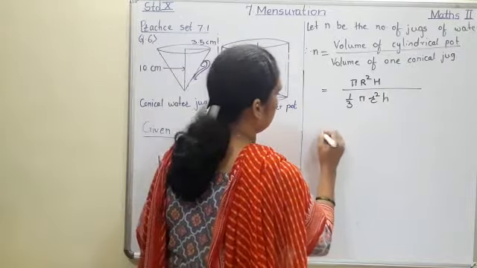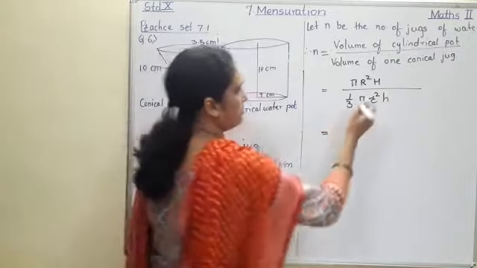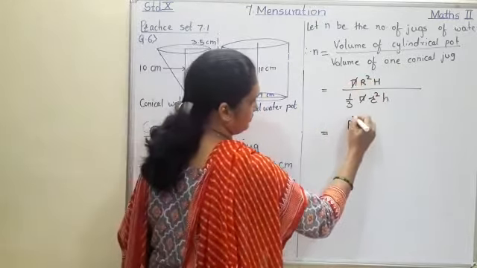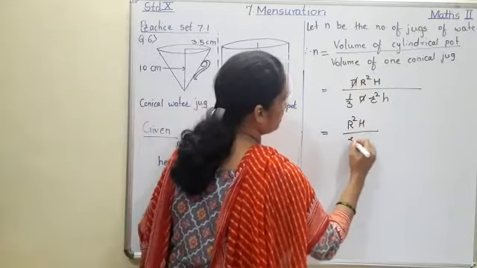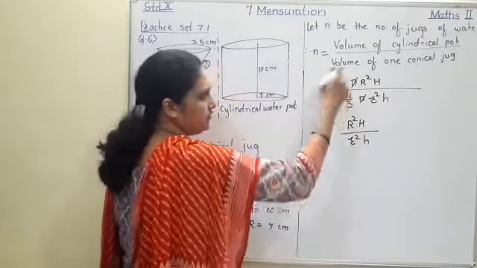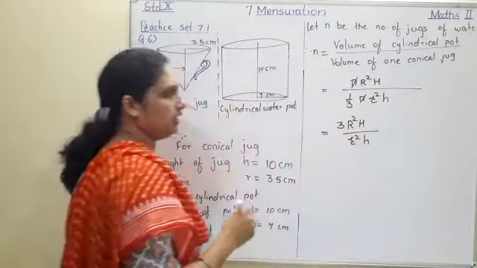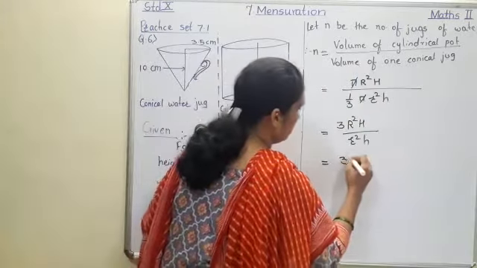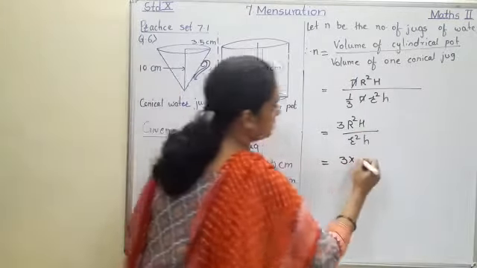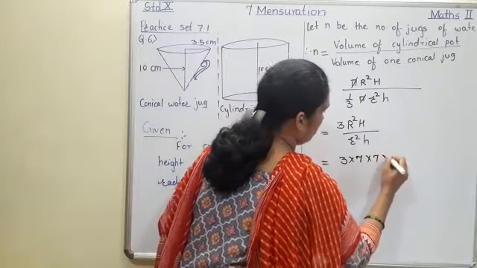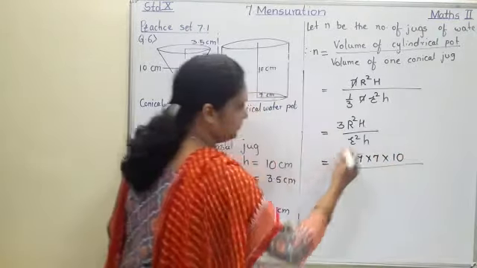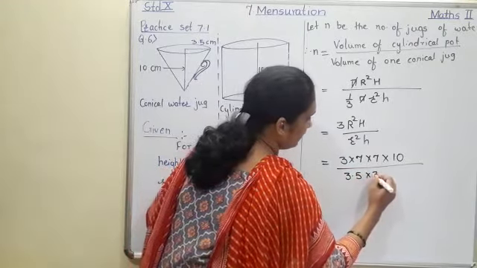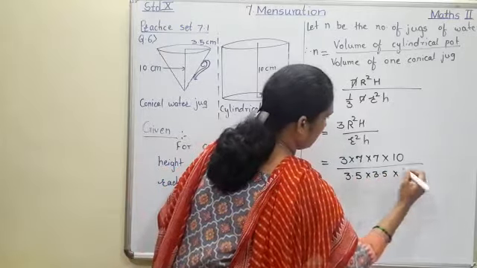Now we'll put the values. Pi gets cancelled first. Now R square H upon r square h is remaining. This 3 I'll shift up, so it will be 3 R square H upon r square h. So now 3 into radius, which is 7 into 7, into height 10, whole upon 3.5 into 3.5 into height 10.